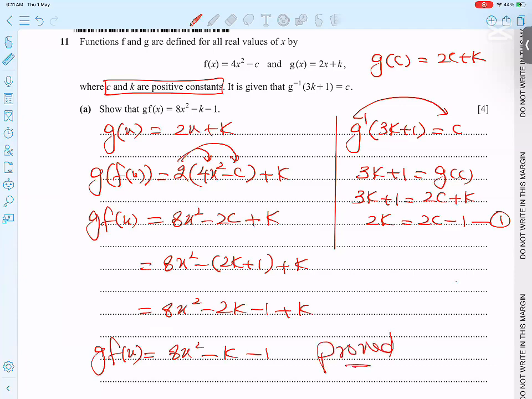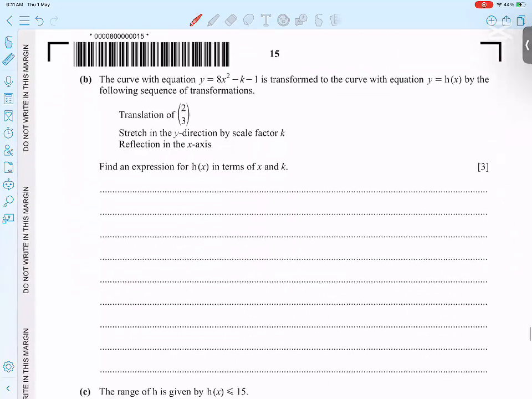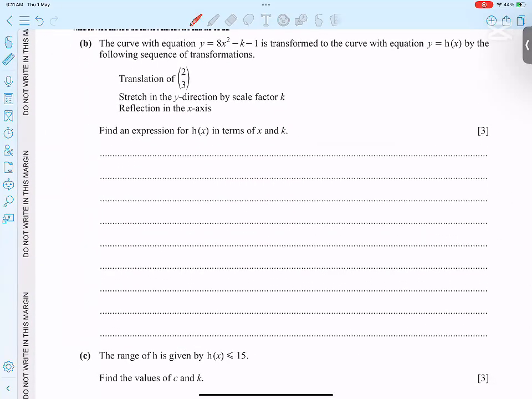I hope the concept is very, very clear. And let's go for the next question, next part. The curve, this equation is transformed to this curve. So it means this y is shifting with the equation by first of all translation, then stretch, then reflection. Find a new expression of h of x. So let's start.